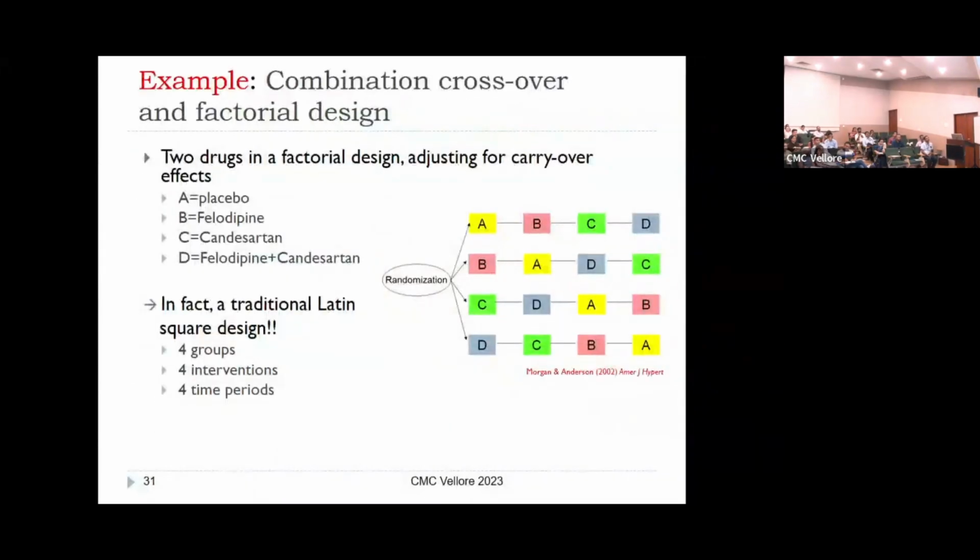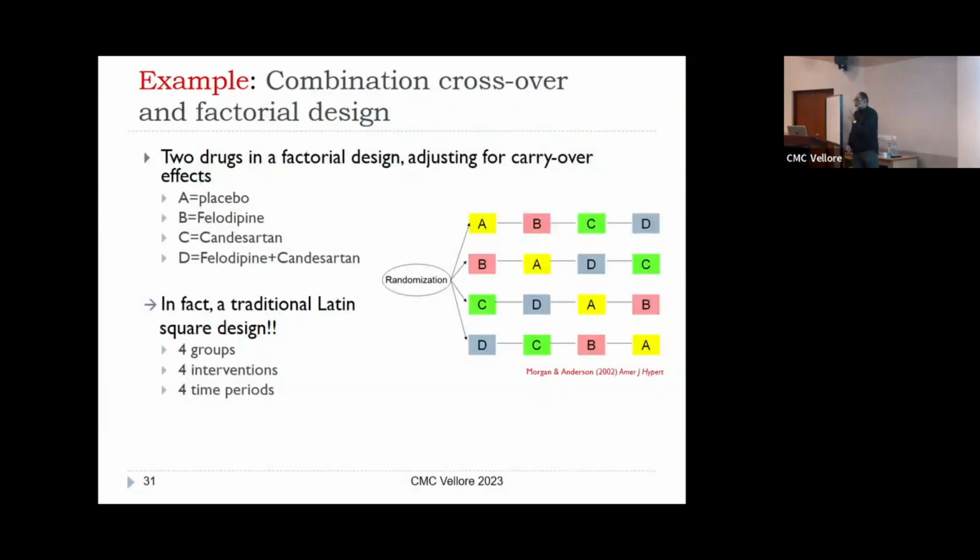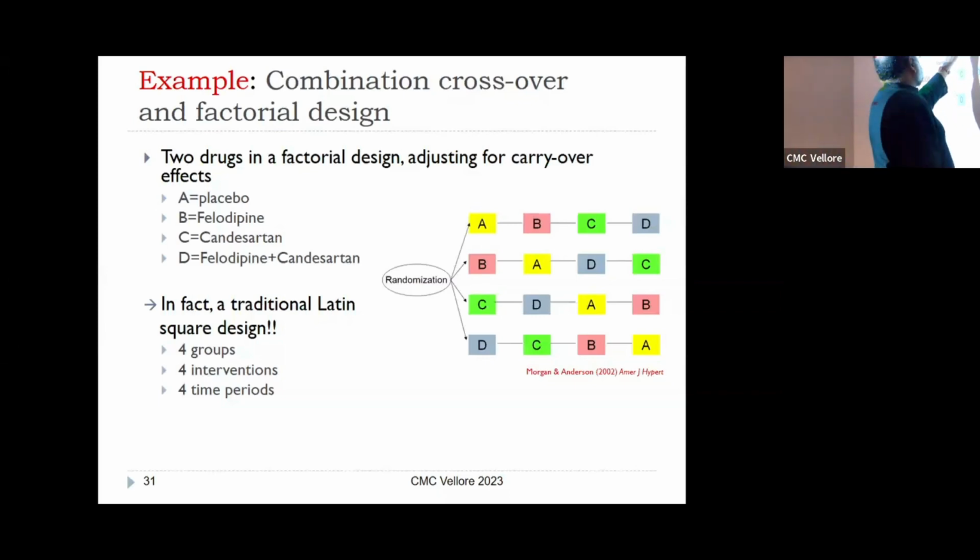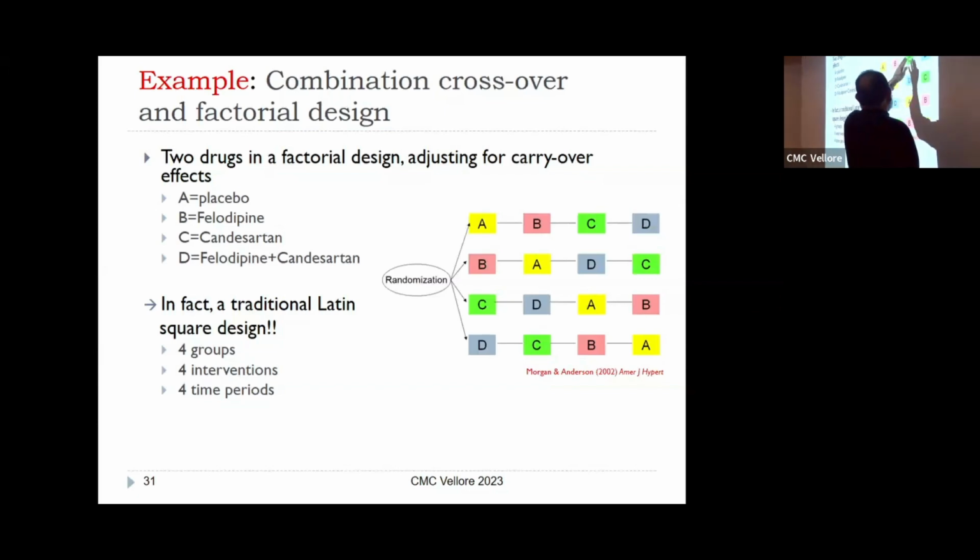Oh, this I just wanted to mention. The one time where I've seen a combo study, a combo crossover and factorial, was in a hypertension medication. And so they had felodipine and candesartan. And so the factorial part was you either get both or one or none. But they also wanted to do it in a crossover. So they had those four, but they had A, B, C, D. So they had a crossover part. So people that got A then get B again, like that.